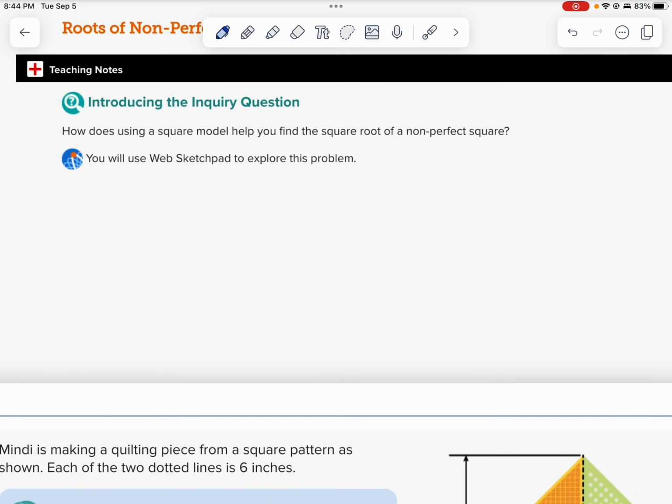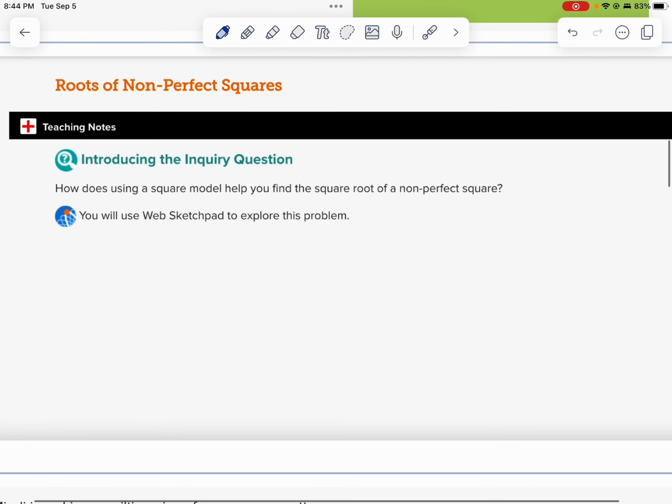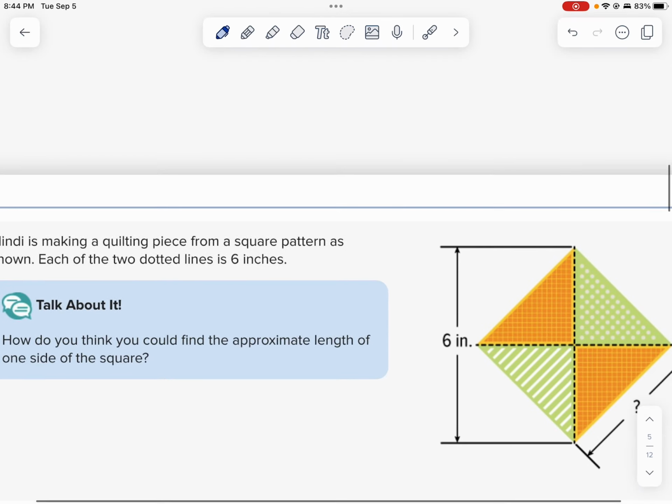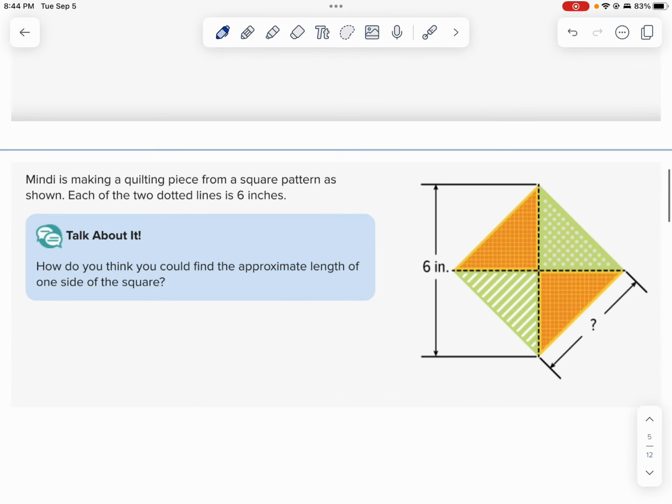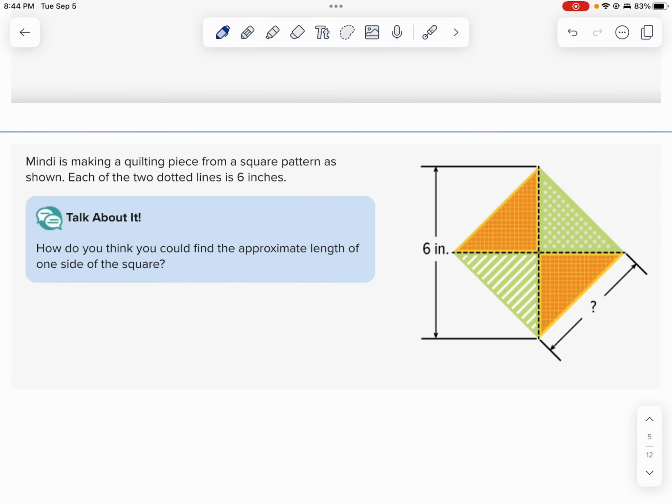Okay, so we are doing roots of non-perfect squares. How does using the square model help you find the square root of a non-perfect square? So Mindy is making a quilting piece from a square pattern as shown. Each of the two dotted lines is 6 inches. How do you think you could find the approximate length of one side of a square?